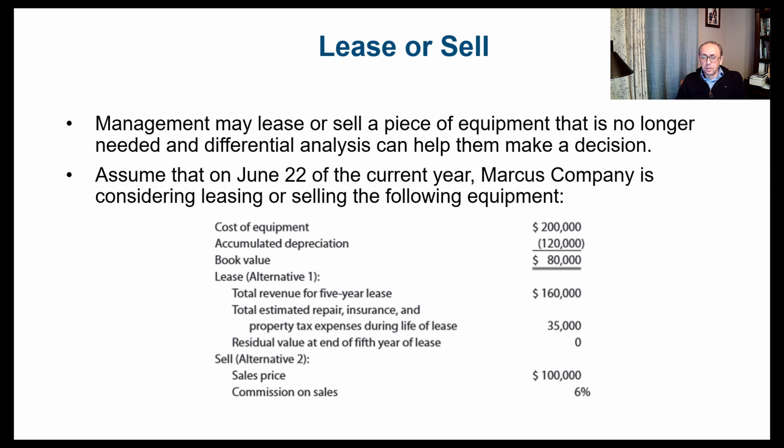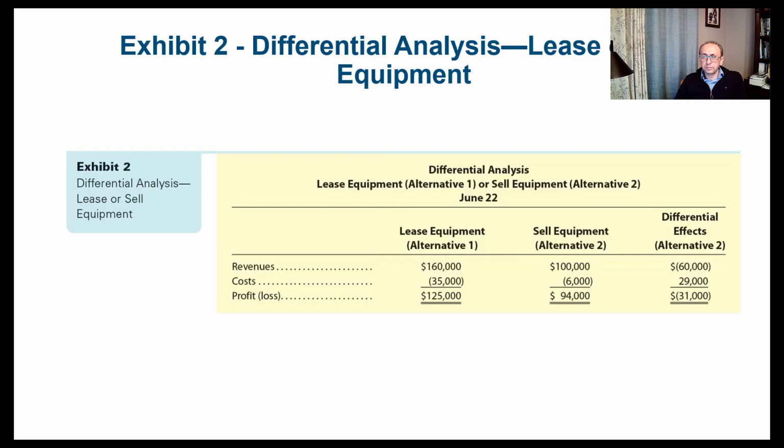The second alternative is to sell it right now, and the selling price would be $100,000, and there's a commission on sales of 6%, which is about $6,000. So let's do the differential analysis to see whether the lease or the sell would be a better option for this kind of equipment that we do not use anymore. The first alternative here is to lease the equipment, and the second alternative is to sell it.